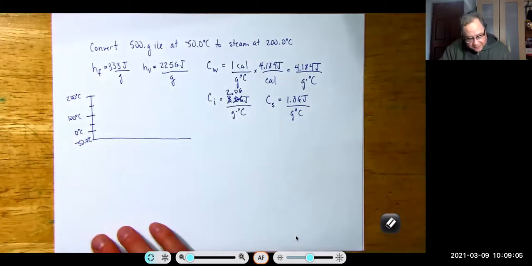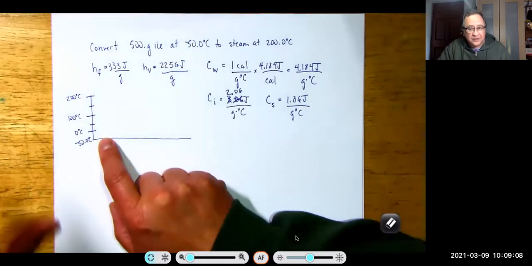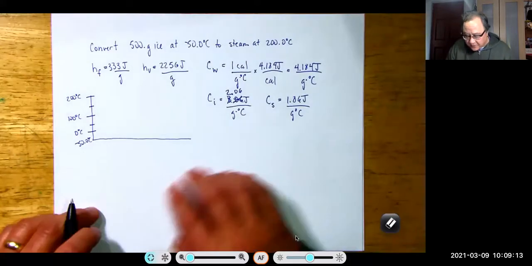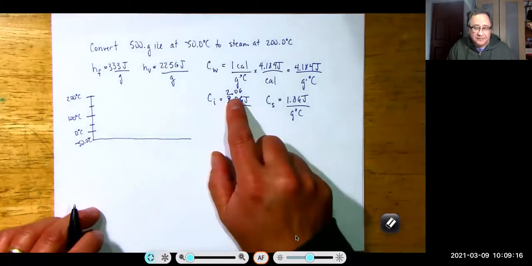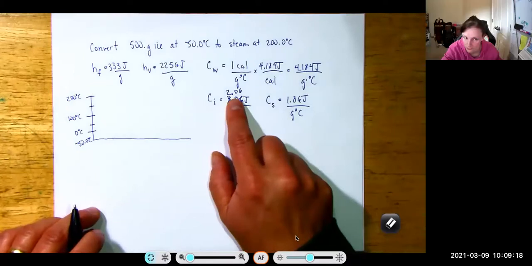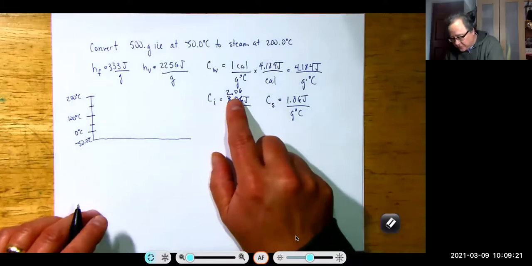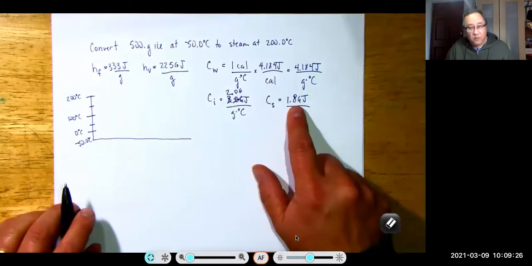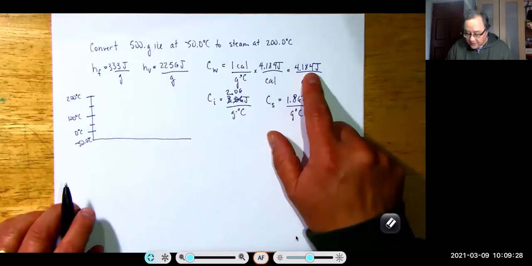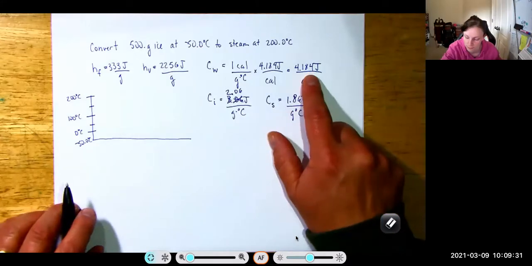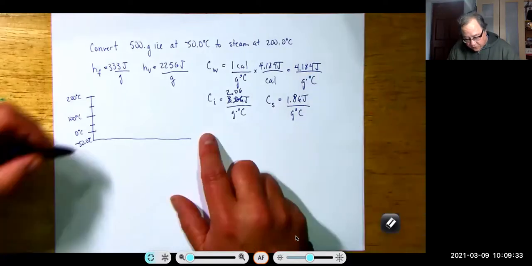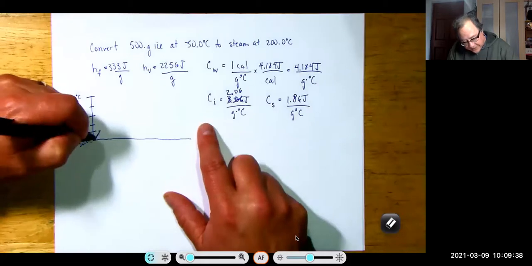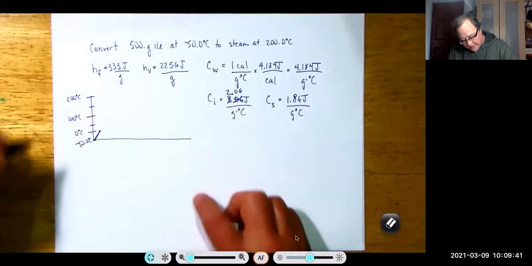Now, when we go from negative 50 to 0, that's ice. You have ice all the way up to 0 degrees Celsius. And do you see this number here, the 2.06? That tells you how steep the curve is. So when you look at these curves, you've got one that's 2.06, one that's 1.86, and one that's 4.184, right? The 4.184 is the steepest, and that's for water. So I'm going to make this curve for ice look like this, and that's the ice warming. And I'm going to call that A.